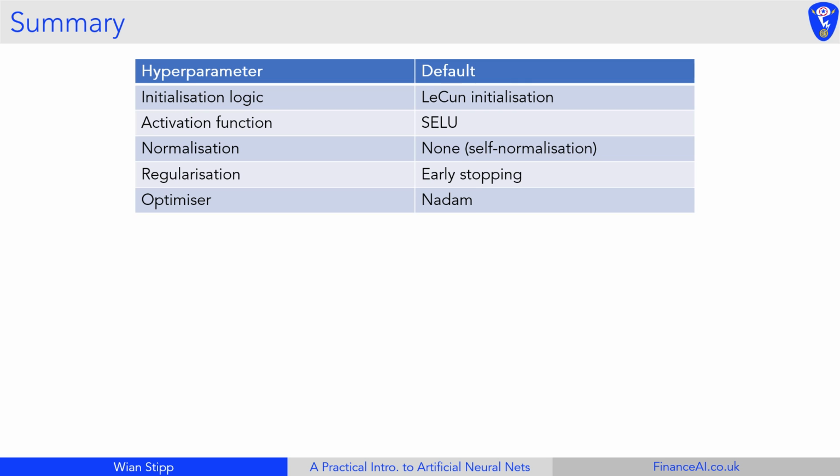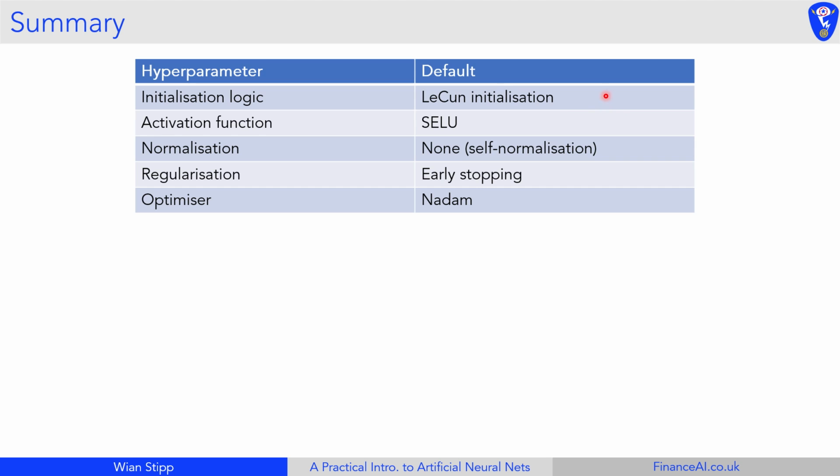Okay, in the final lecture, we're going to talk about some practical guidelines. Here are some of the hyperparameters we have to choose, like the initialization logic, the activation function, etc. The practical guidelines I suggest here are taken from Geron's book, and he suggests LeCun initialization for the initialization logic, along with the SELU activation function.